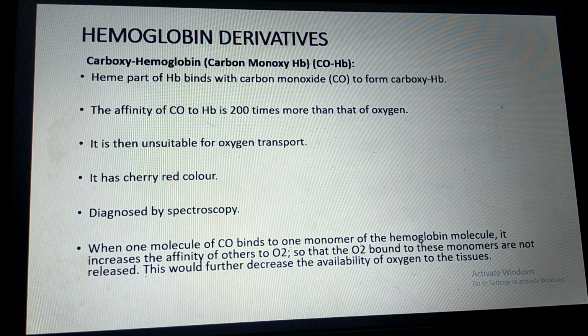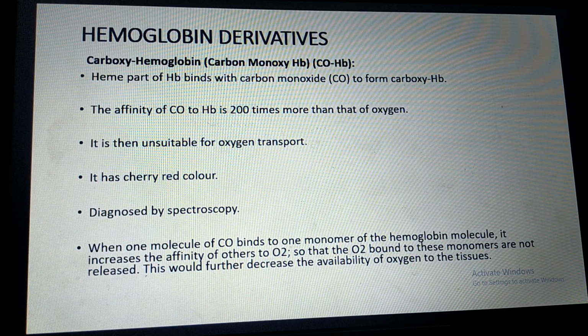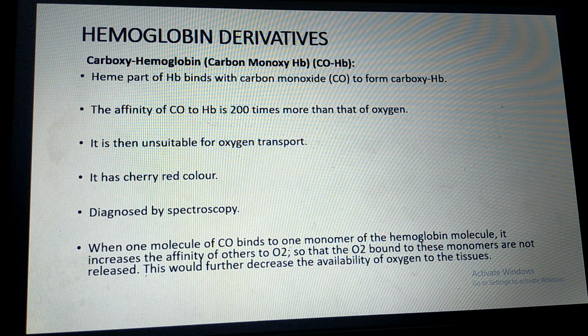Next hemoglobin derivative is carboxyhemoglobin. Here the heme part of hemoglobin binds with carbon monoxide to form carboxyhemoglobin. The affinity of carbon monoxide to hemoglobin is 200 times more than that of oxygen. Hence, when carbon monoxide binds with the hemoglobin, that carboxyhemoglobin is not suitable for oxygen transport. It has cherry red color. Again, it is diagnosed by spectroscopy.